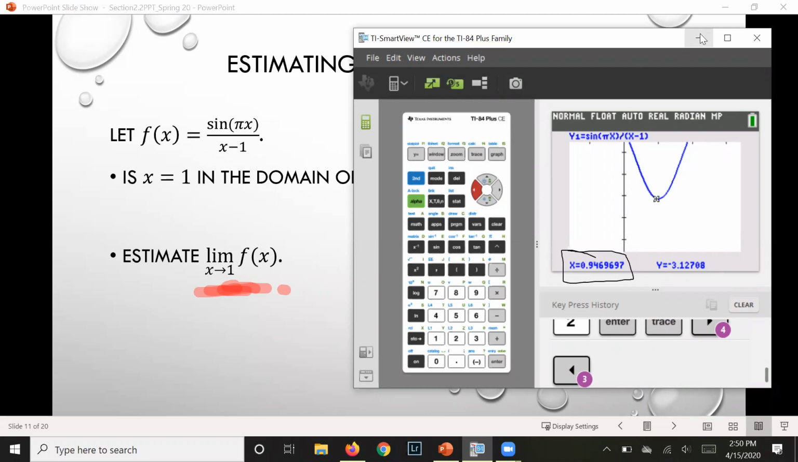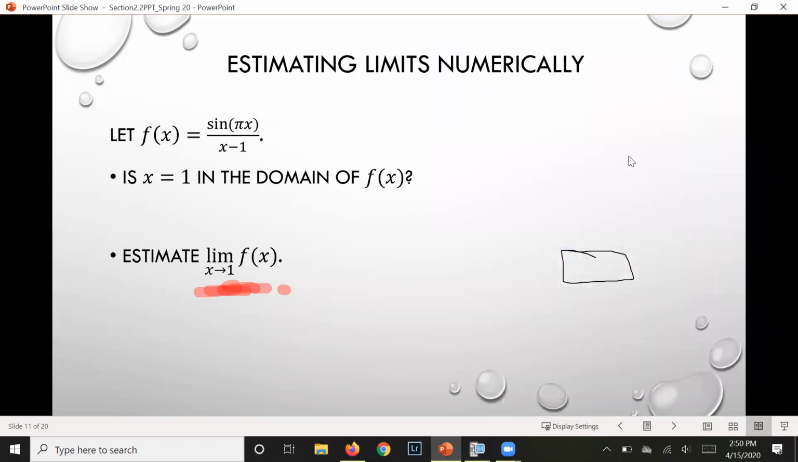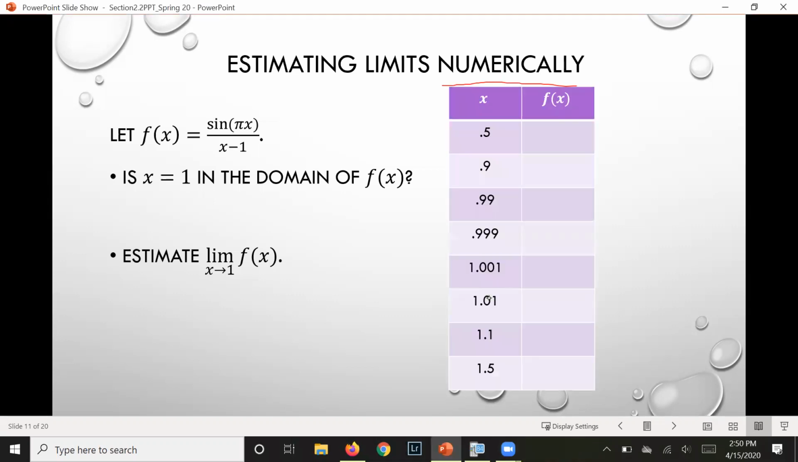So what are we going to do instead? What we're going to do is use a table of values, and that's what you're talking about when you see the term estimating numerically. That is what we're about to do. So using a table: notice here I have a table with inputs and outputs for my function. Right now I just have the inputs. We're going to fill in the outputs.